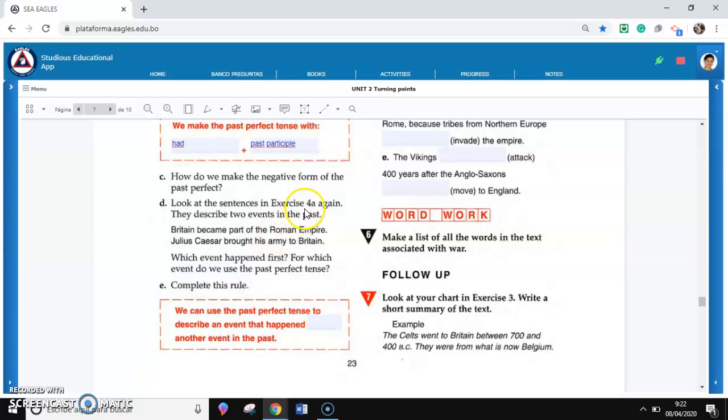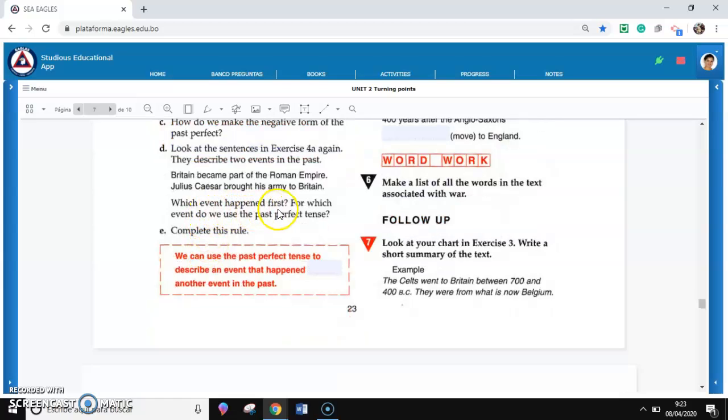Look at the sentences in exercise 4a again. They describe two events in the past. Britain became part of the Roman Empire. Julius Caesar brought his army to Britain. So as you can see here, we're describing these two sentences in the past, but past simple, we're not using the past perfect. We're using the past simple tense. Britain became, past simple. Britain had become part of the Roman Empire, past perfect. Which event happened first? For which events do we use the past perfect tense?